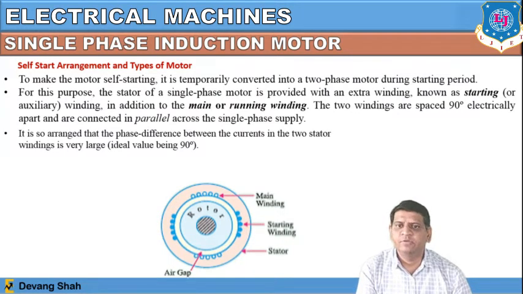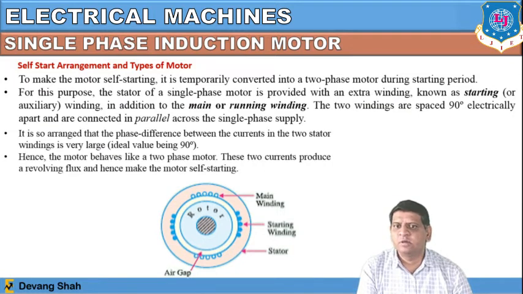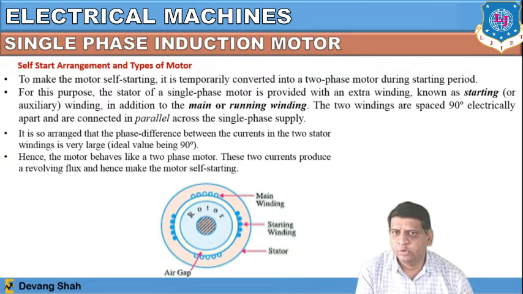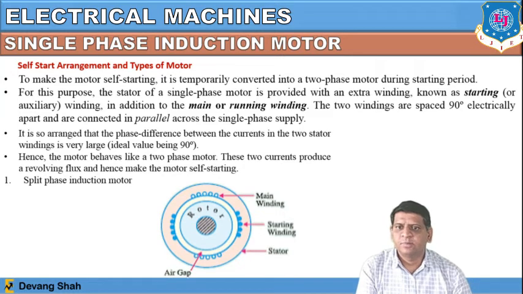It is so arranged that the phase difference between the currents in the two stator windings is very large, ideally 90 degrees. Hence the motor behaves like a two-phase motor, and these two currents produce a revolving flux and hence make the motor self-starting. So the initial self-start would be provided by the auxiliary winding.